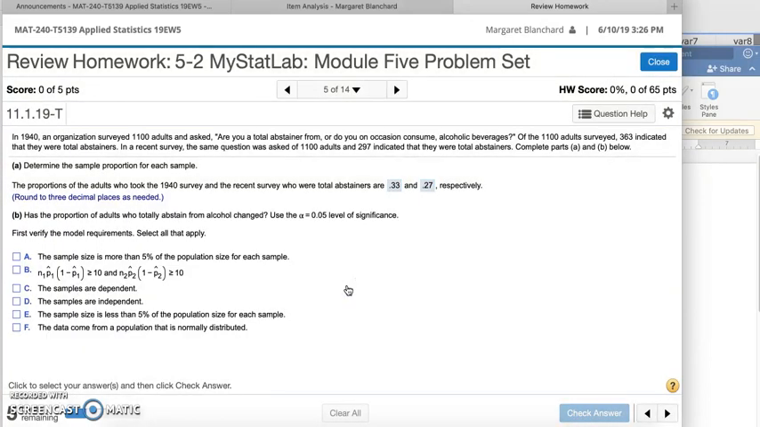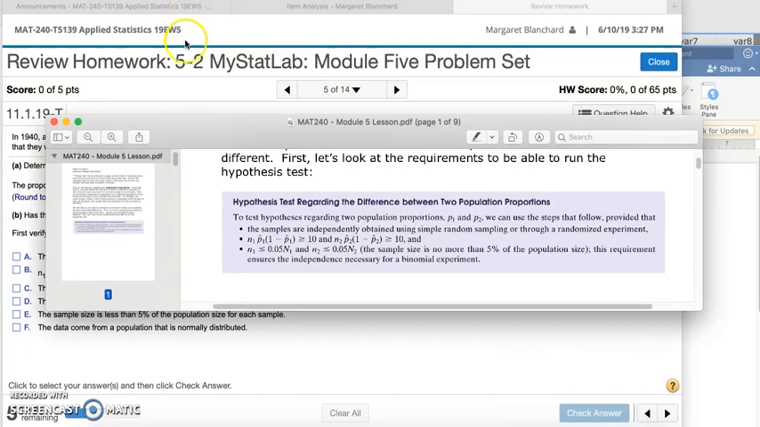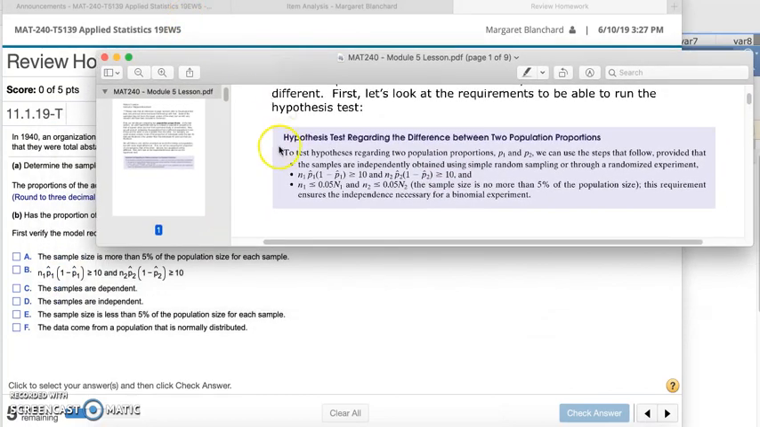Fantastic. Part B, has the proportion of adults who totally abstain from alcohol changed? Use the alpha equals 0.05 level of significance. First, verify the model requirements. All right, so pull up our requirements. All right, so here we have 3 requirements.